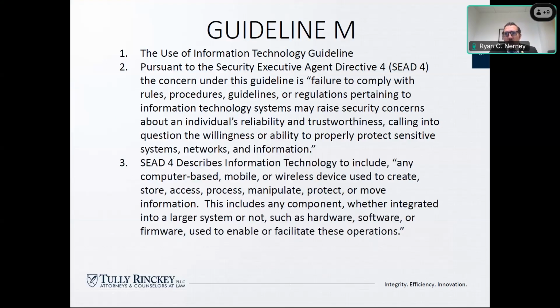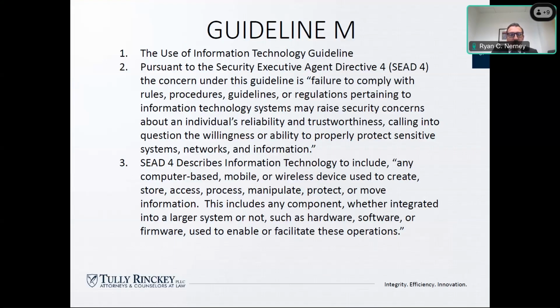Now, what Guideline M is, it's the use of information technology guideline. A lot of people get this confused with Guideline K, which is handling protected information. Sometimes those go hand in hand, but ultimately they don't necessarily need to. Guideline M is primarily just for the use of information technology, and really it should say the misuse of information technology, because that's really what this is. The majority of what we see is a misuse of some sort of IT system.